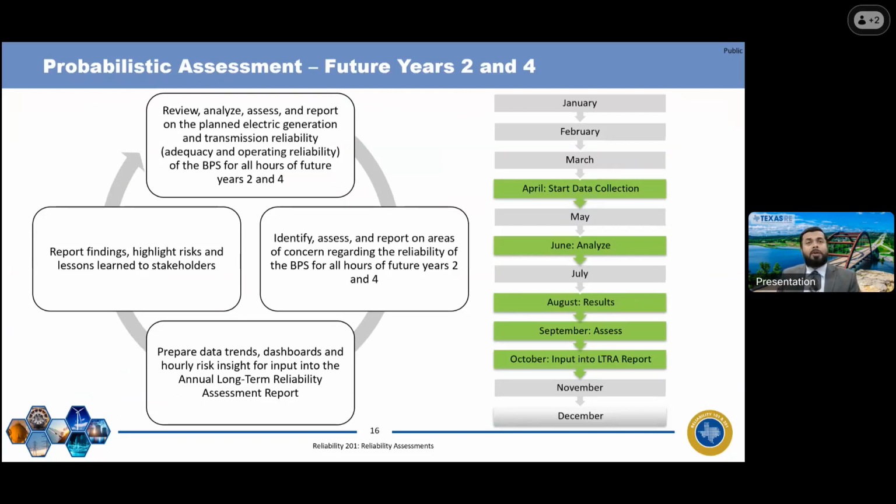We trend the data from our analysis and create dashboards with hourly risk insight. We incorporate our findings and we summarize them into the annual long-term reliability assessment report. Finally, we report on our findings, highlight risks and lessons learned in our presentations to various stakeholders.